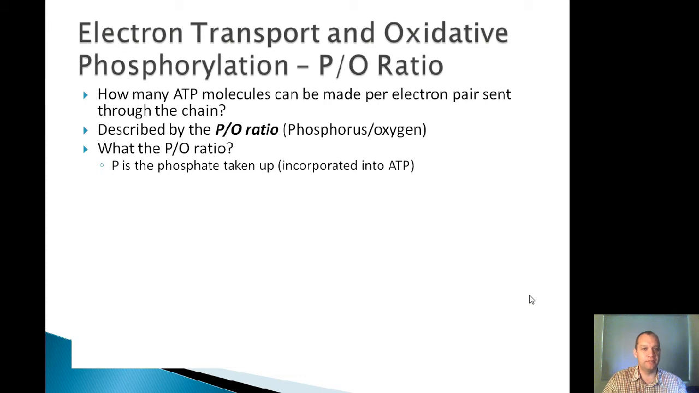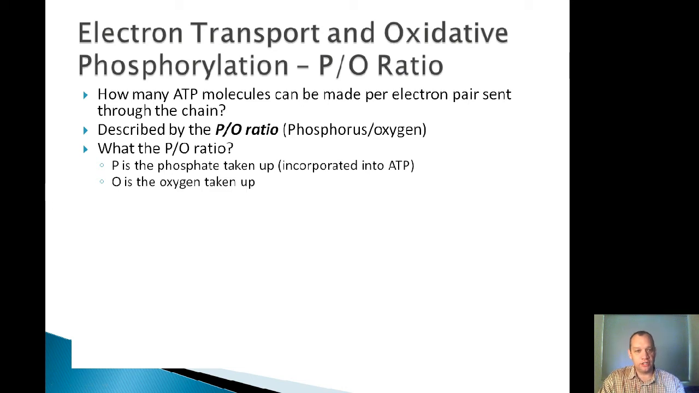The P is the amount of phosphate taken up. In other words, it's the inorganic phosphate that is incorporated into ATP. Remember, ATP is formed when an ADP is phosphorylated with an inorganic phosphate to form ATP, and it is this phosphate that we're talking about here that is being taken up. This phosphate is what we take into account for the PO ratio.